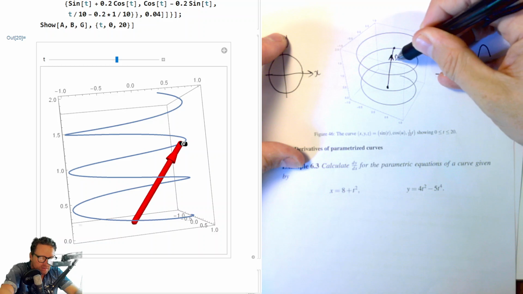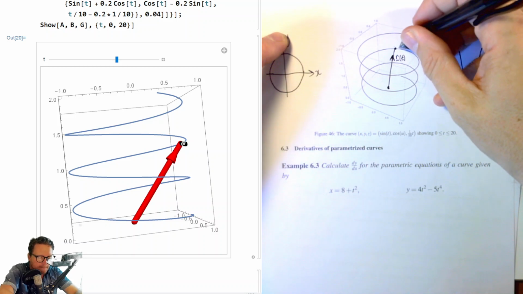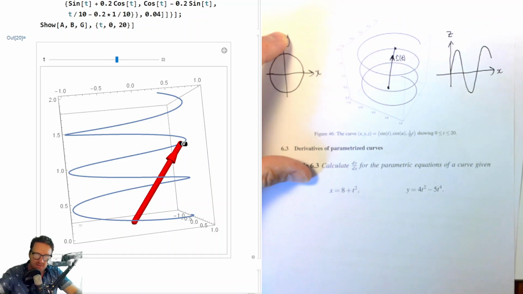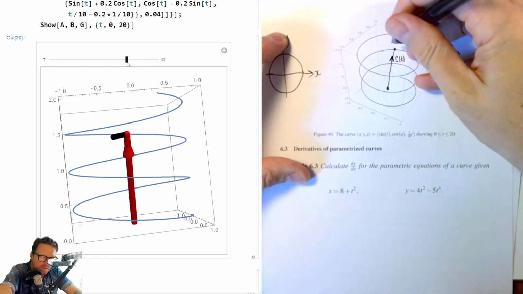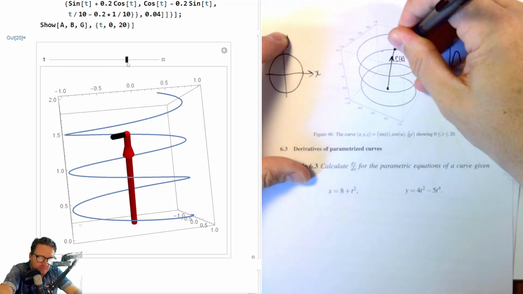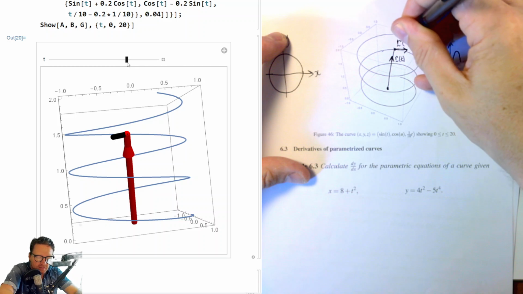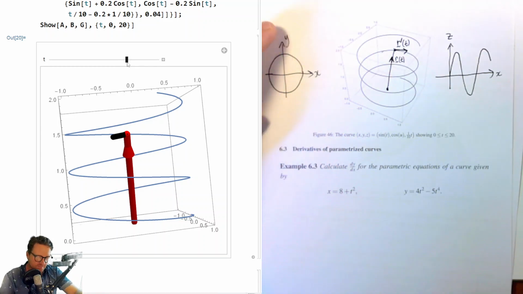We've got the vector r of t, and then I think this is pointing up. Should be pointing uphill. So this arrow here, or vector, is r dash of t, the derivative of this vector. Two very important things.